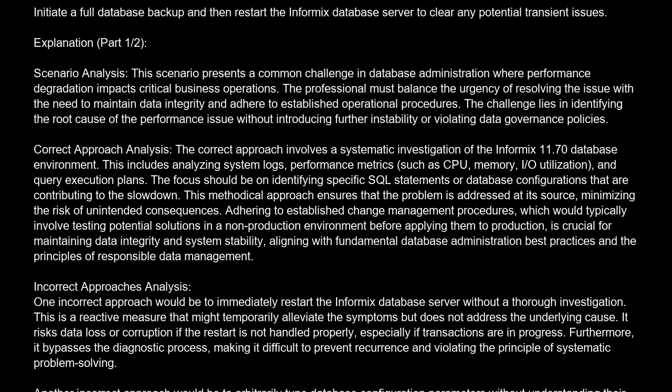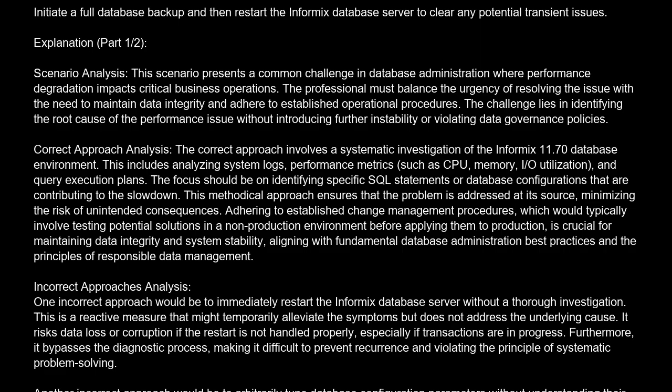The correct approach involves a systematic investigation of the Informix 1170 database environment. This includes analyzing system logs, performance metrics, such as CPU, memory, I/O utilization, and query execution plans. The focus should be on identifying specific SQL statements or database configurations that are contributing to the slowdown. This methodical approach ensures that the problem is addressed at its source, minimizing the risk of unintended consequences.